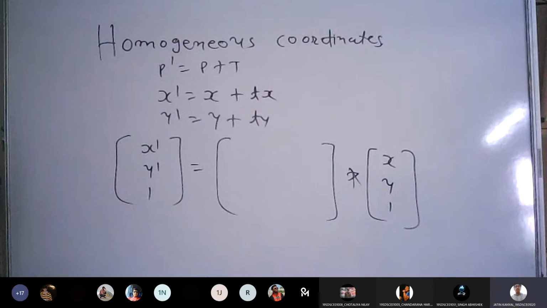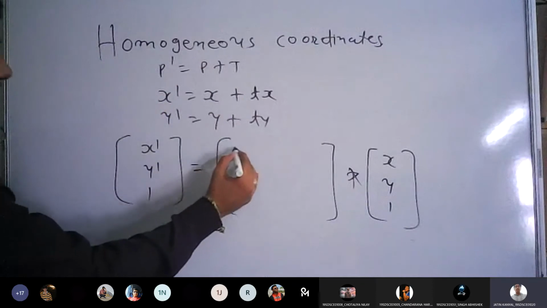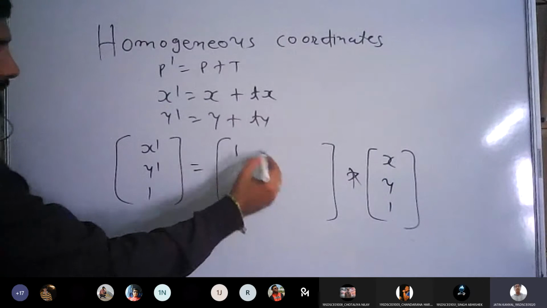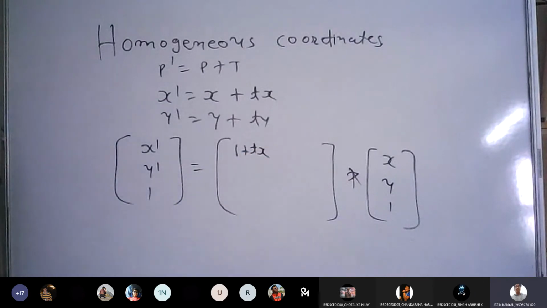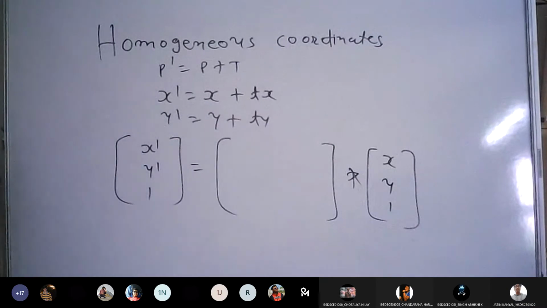Sir, 1 plus tx, sir. What should I write here? 1 plus tx. How? I hope now you know how to multiply 2 or more matrices. But still, you need to try. Otherwise, how can you get it?